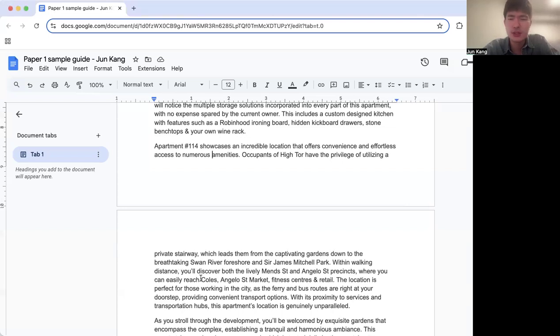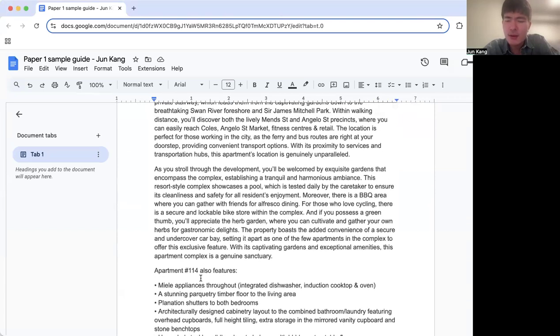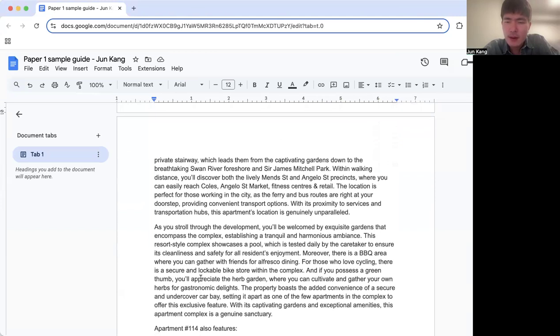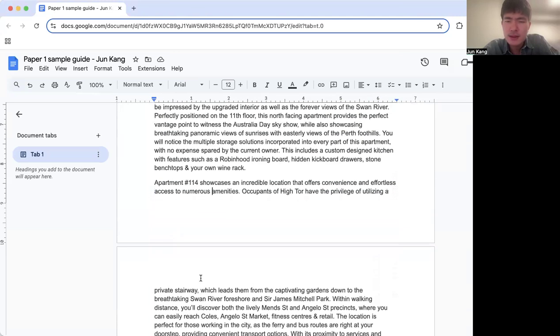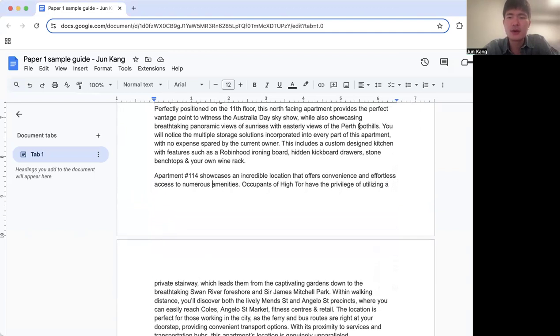And text B is also able to interestingly use architectural detail to establish credibility and the tone of intricate craftsmanship, right? Let's look at those parts. There we go. So here, like custom design kitchen, Robin Hood ironing board, hidden kickboard drawers, your own wine rack even. What do these things do? These specific functions work as ethos appeals, right? They're building trust by showcasing material quality and being able to directly imagine their lives.